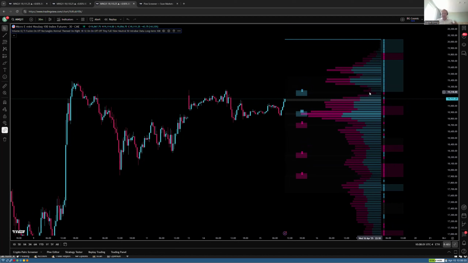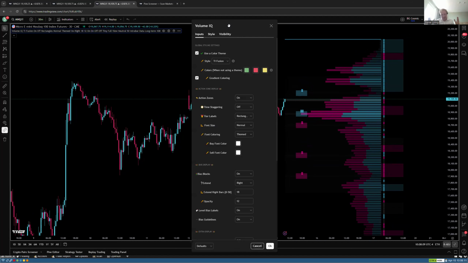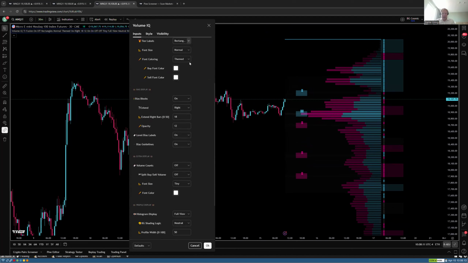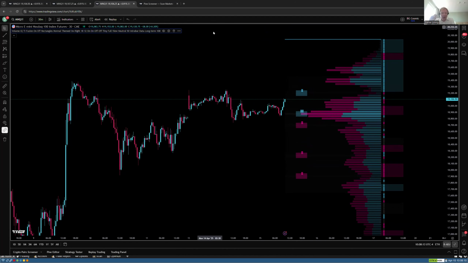All right, so this is basically how this Volume IQ indicator works. There are many other features in there as well. We won't have time to go through all of these, but if you're interested, we do have a link later on where you can learn more about it. But let's look at some live charts right now.